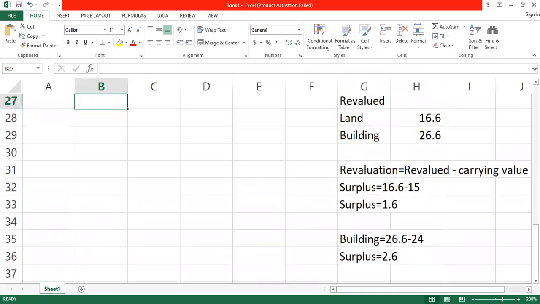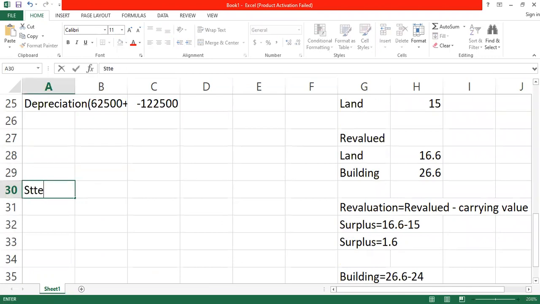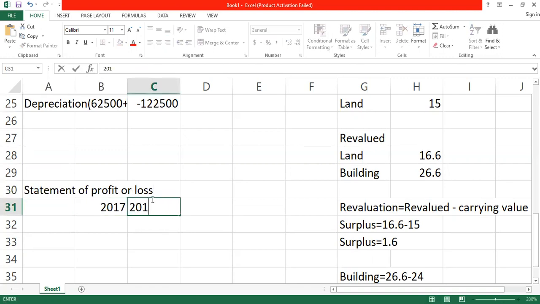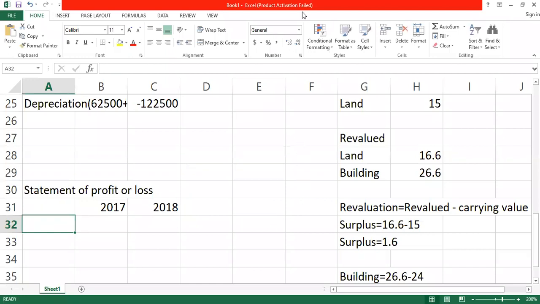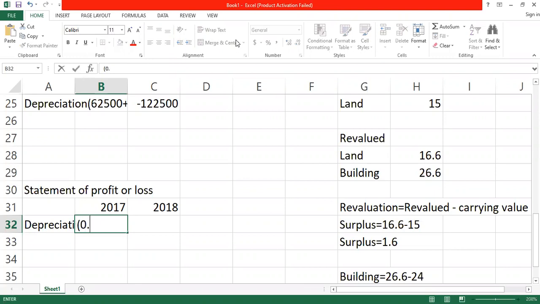So let's show the statement of profit or loss first. It will be 2017 and 2018. So 2017 should come first, 2018 should come next. So 2017, what will be the first item? It will be the depreciation, isn't it? How much is the depreciation for 2017? 1 million. No, the 1 million is for 2 years. It will be 0.5. Depreciation will be 0.5. Every year is 0.5.